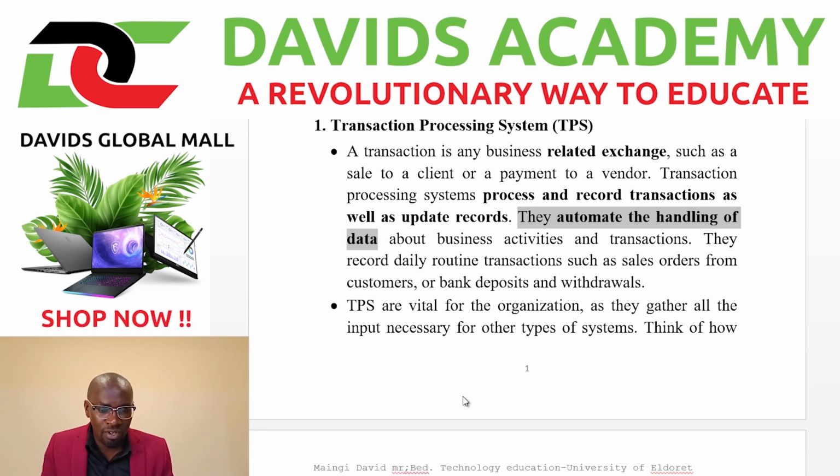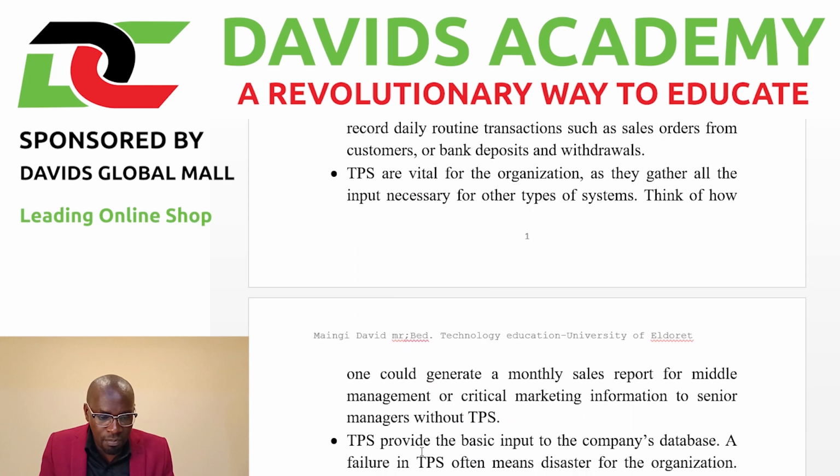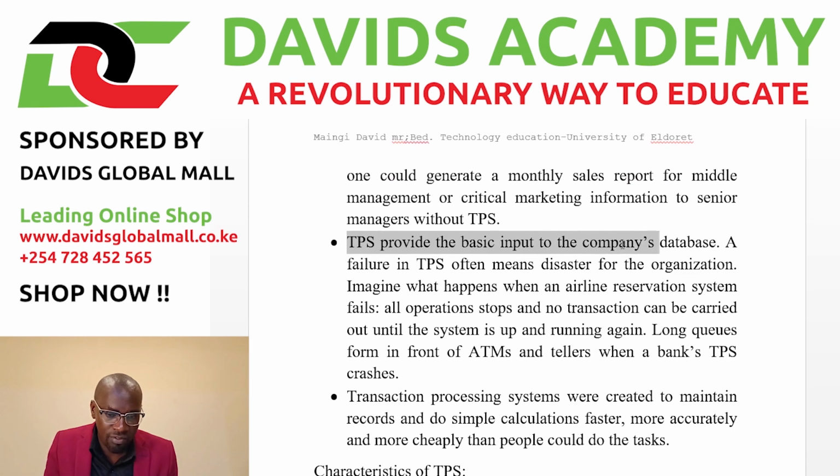A good example is when you go to the supermarket, the basic system that is used to do transactions in the supermarket is the TPS. As we continue, we'll see that TPS is very key because it acts like a feedback to other systems, as we are going to see in this lesson. TPS provide the basic input to companies' database.